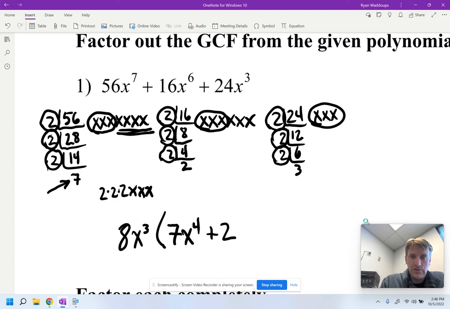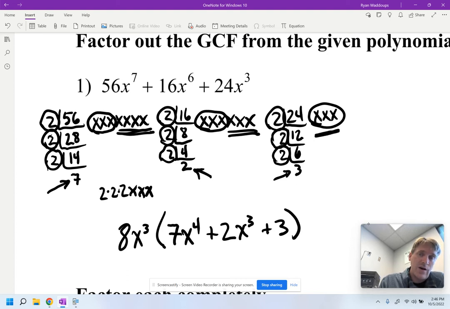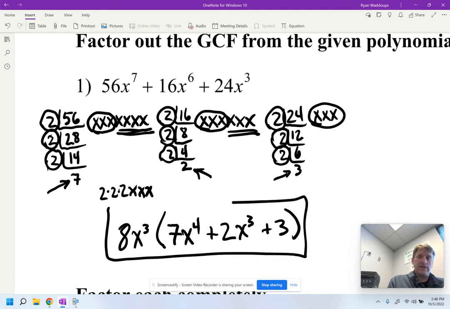Plus 2x cubed, that's 2, and x cubed. And then I've got plus 3, and that's it, because I took all of the x's out. And so I don't have any x's left to add onto that third term. And so this is what that looks like when you factor out the GCF.